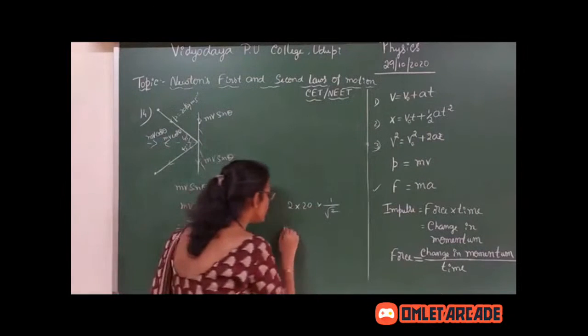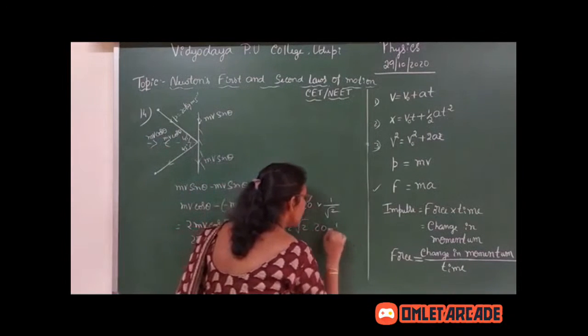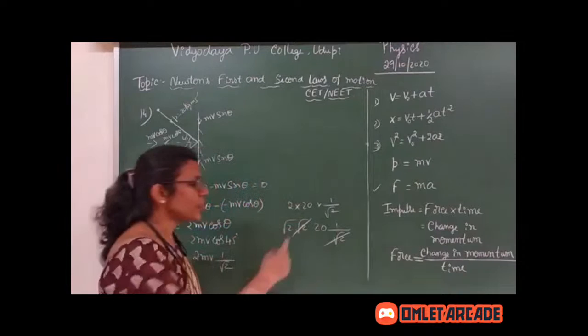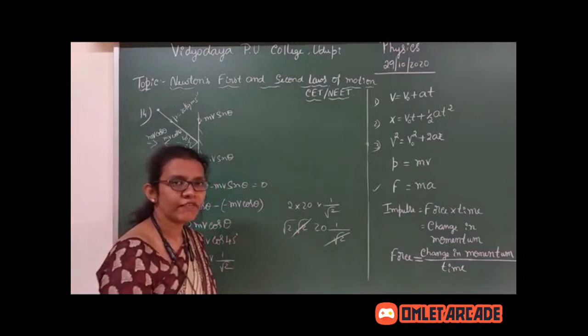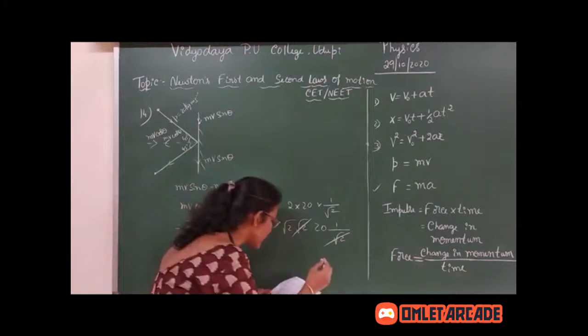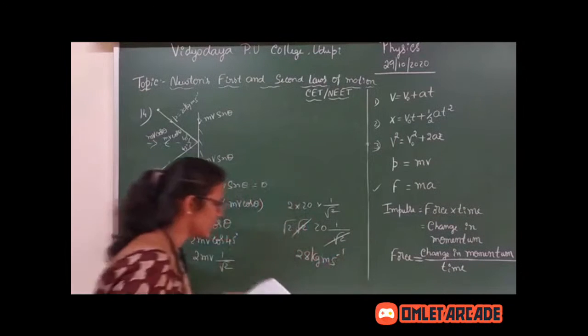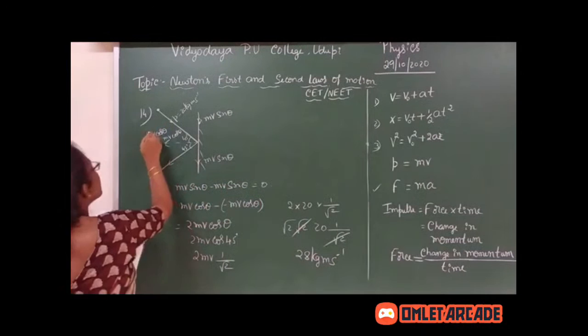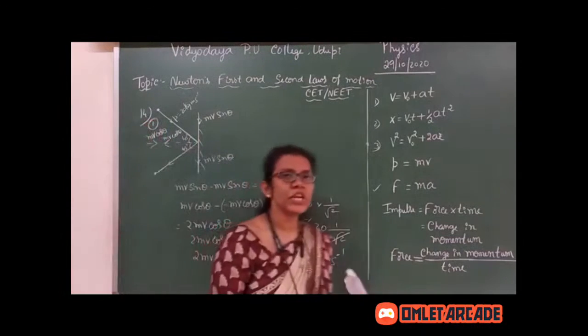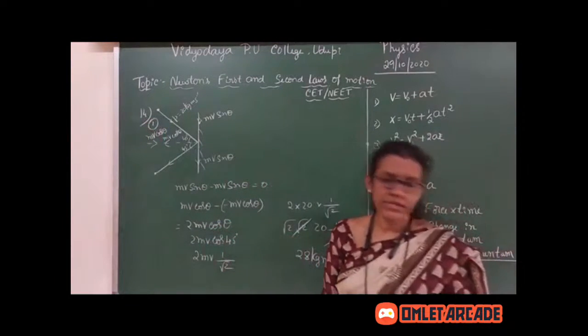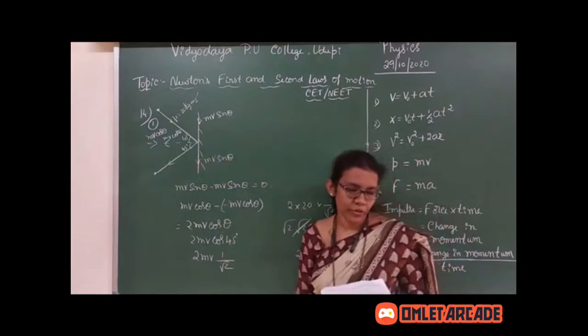So 2 can be written as root 2 into root 2. 20, 1 by root 2. So we get 20 into root 2. Root 2 is 1.4, into 20, the answer comes out to be 28 kg meter per second. The right option for question number 14 is the first one, that is 28 kg meter per second.